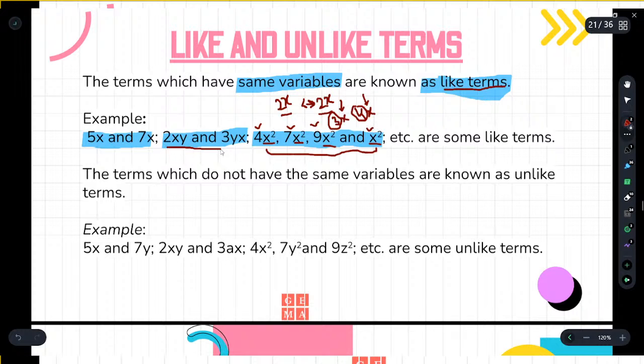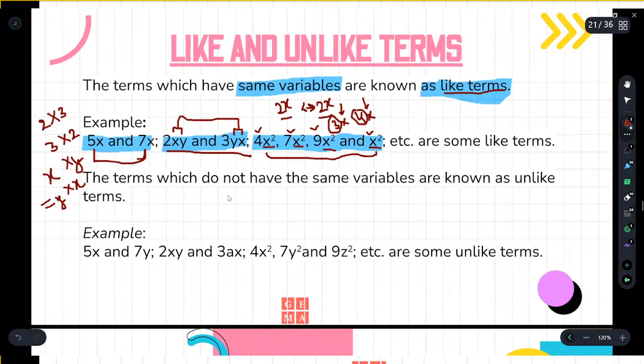Now for this example, see, the order is different, but the variables are the same, right? xy and yx are the same. Just like 2 into 3 is the same as 3 into 2, similarly, x into y is equal to y into x. That's why all of these are like terms. 5x and 7x are also like terms because they have got the same variable.